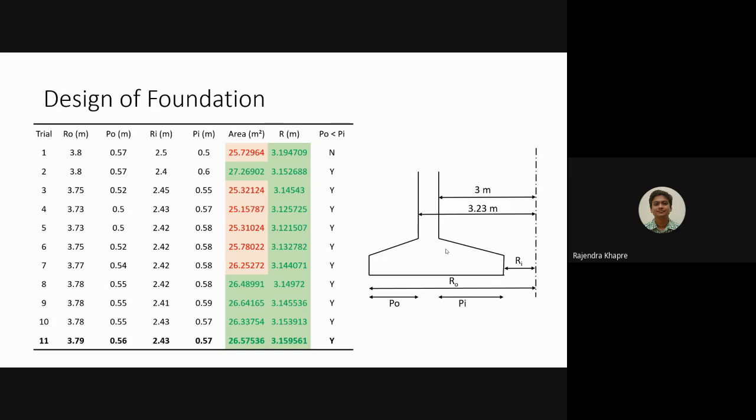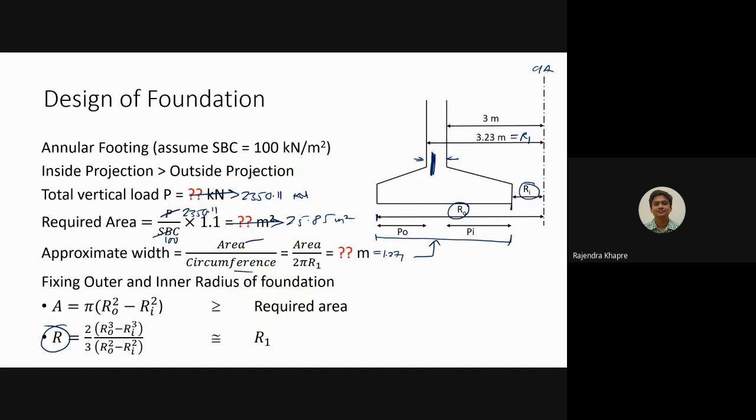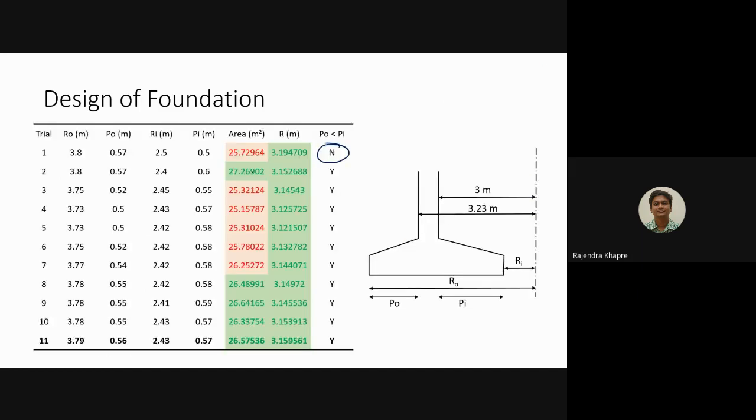So here the outward projection is more and the inward projection is less. So this is not satisfying this criteria, so this combination is scrap. Okay, it is also not satisfying the criteria on area: the required area is 25.85, whereas this is lesser than that, so this is also not satisfying. So this trial is completely gone wrong. Okay, let us go for a different trial.